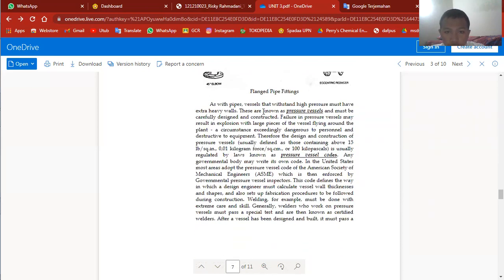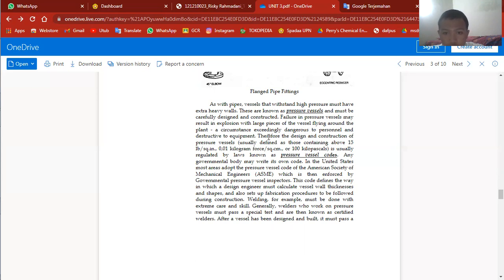As with pipe, vessels that withstand high pressures must have extra heavy walls. These are known as pressure vessels. They must be carefully designed and constructed. Failure in pressure vessels may result in explosion, with large pieces of the vessels flying around the plant, a circumstance exceedingly dangerous to personnel and destructive to equipment.